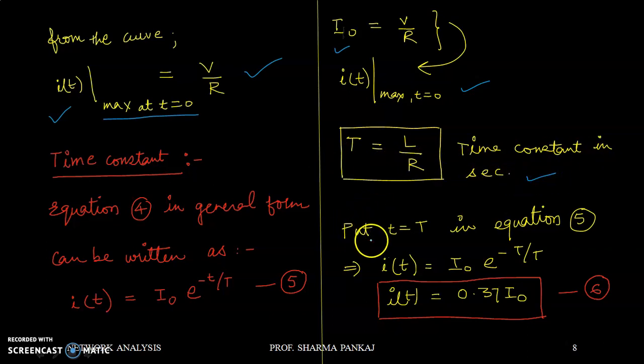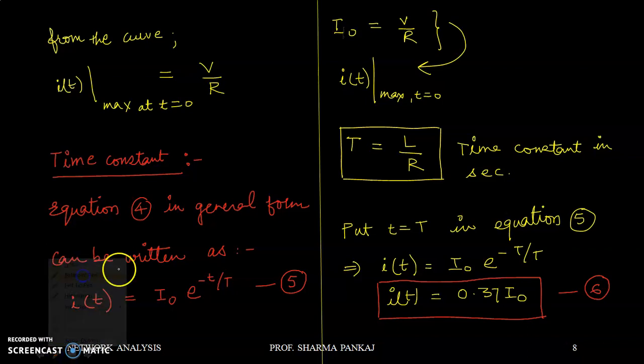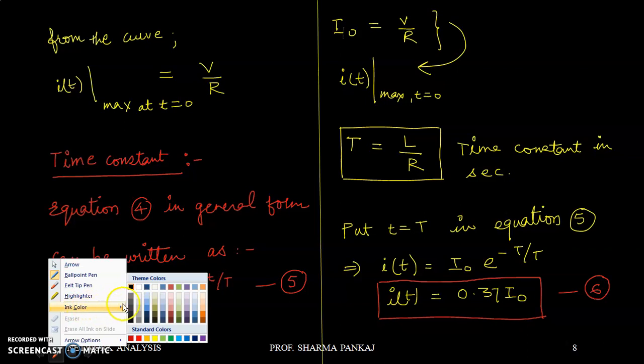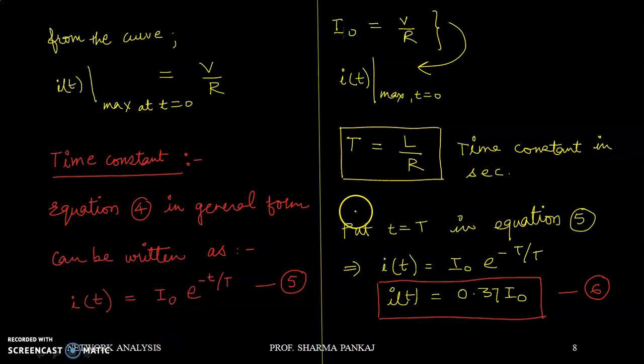So capital T is your L by R, the time constant in seconds. Now just put small t equal to capital T in equation 5. So this is your time constant in seconds. In a series RL circuit, we have time constant T equal to L by R in seconds.